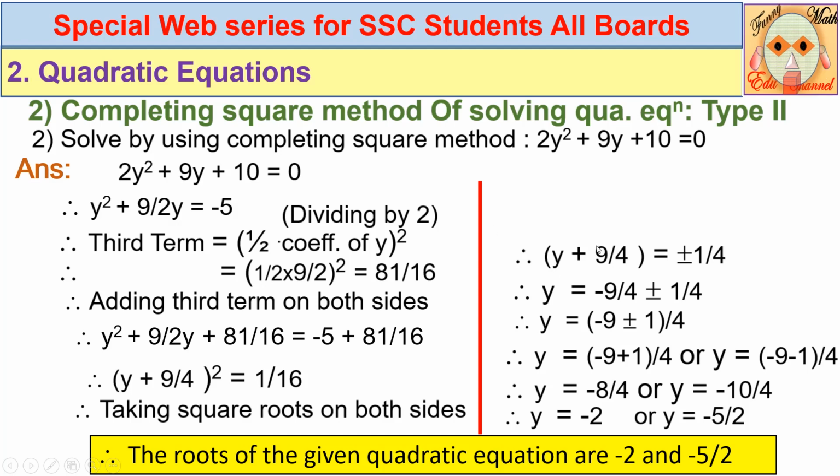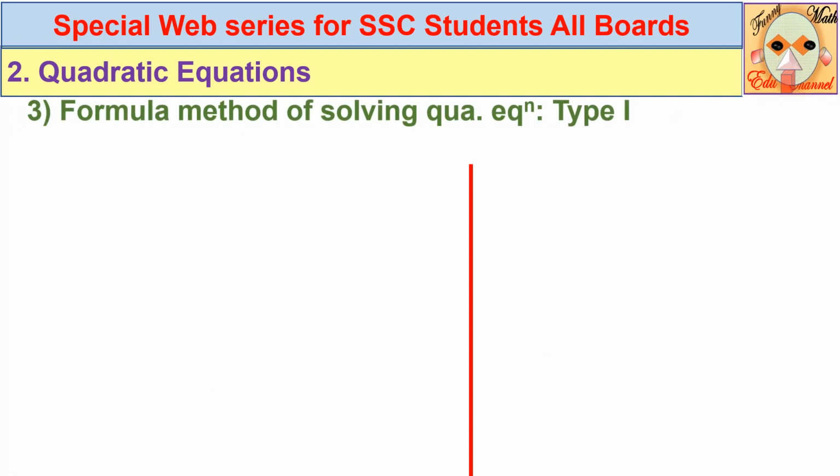This was the second type of solving the quadratic equation by completing square method. You can do the other examples in the same manner. Now students, we are going to see the third one, which is very important and always comes in examination: solving the quadratic equation by formula method for 3 marks.